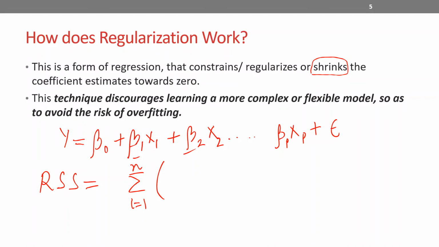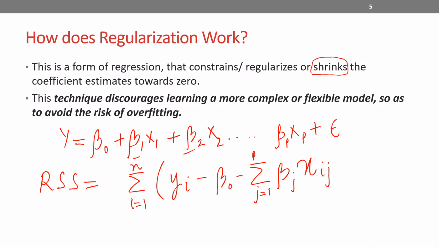My training data rather, and try to minimize this. So this is my response, the output value, minus the intercept, minus the sum of all, starting from 1 to p, all these betas. So I'll go and add j, which is nothing but beta 1, beta 2, and so on, times x_ij. So this is my variable value. We are trying to minimize this. This is known as the residual sum squares.